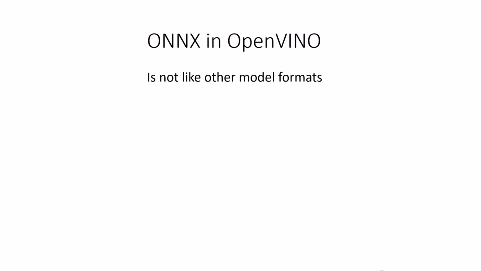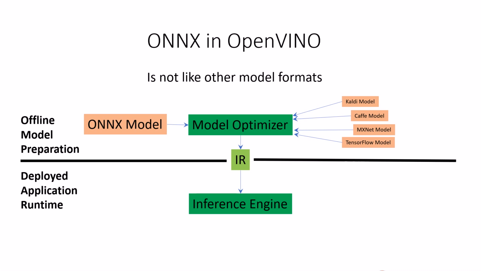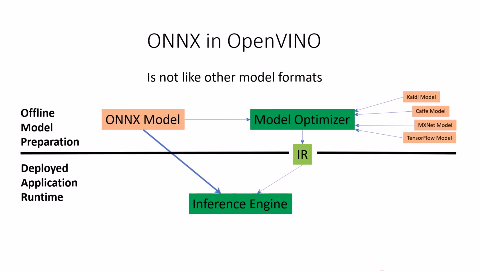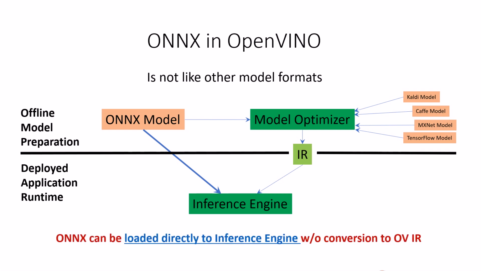Okay, let's take a closer look at ONNX support inside OpenVINO. ONNX is not just another format for model representation. Besides this flow, where we can convert ONNX with Model Optimizer to IR, just like other file formats we support, we have something that is currently available for ONNX only. We can load an ONNX model directly to the inference engine runtime, skipping all the offline steps. So if you want to use the model out of the box and don't need any preparation offline, skip the offline conversion step.